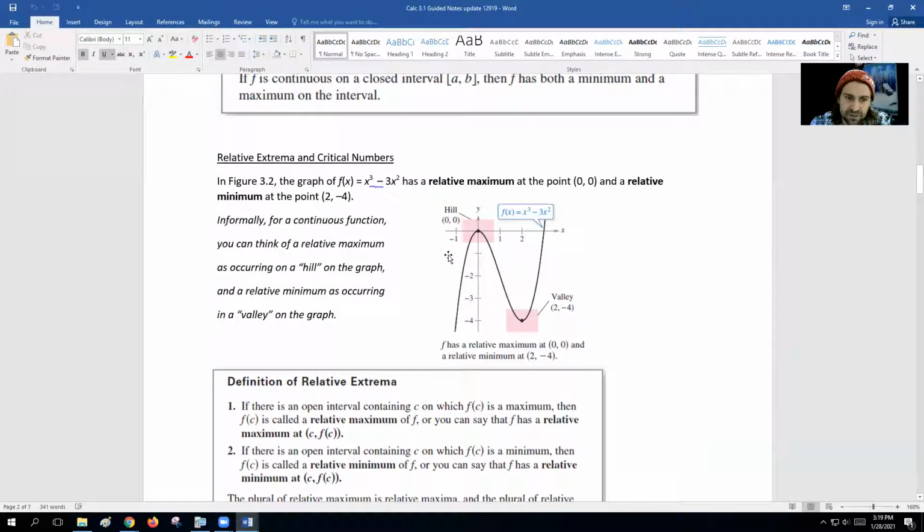So any hills or valleys are going to be your relative mins or relative maxes. They become absolute maxes or absolute mins if they are the absolute lowest or the absolute highest across the entire function.